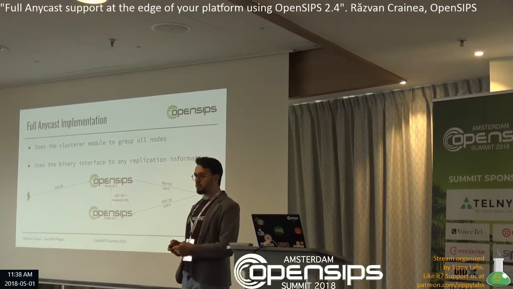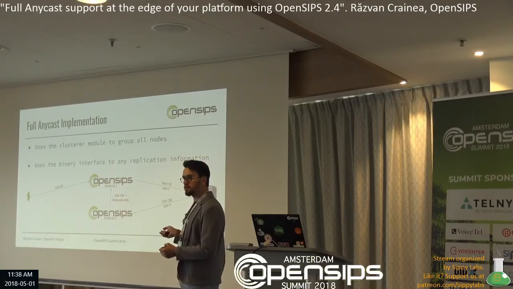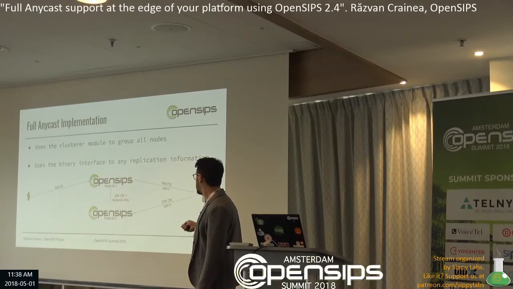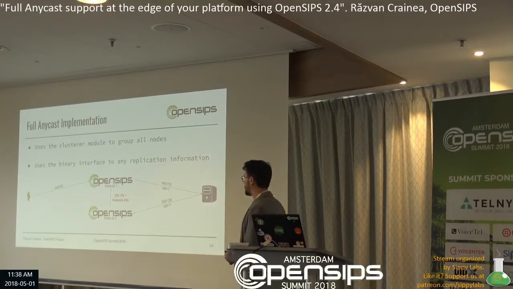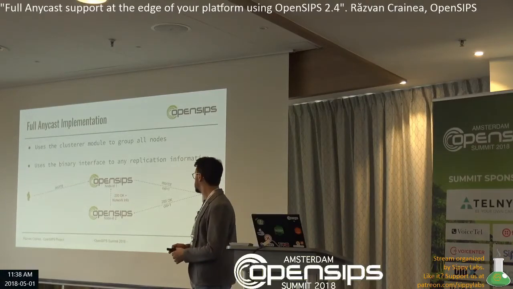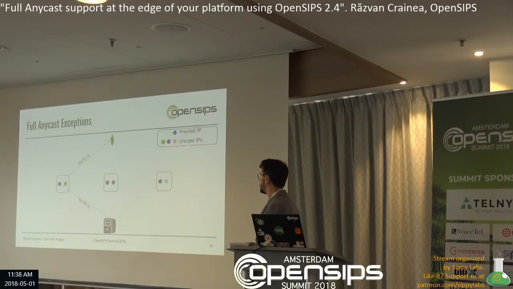And we use the binary interface for replicating the messages. So when the 200 OK, for example, ends up here, we just send it to the right OpenSIPS instance. That's what we are using the binary interface for.